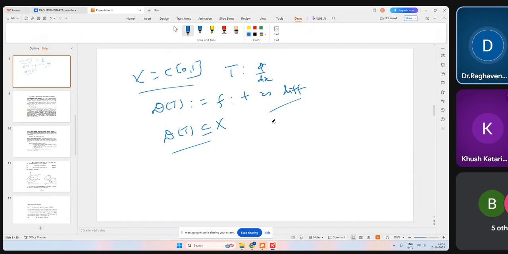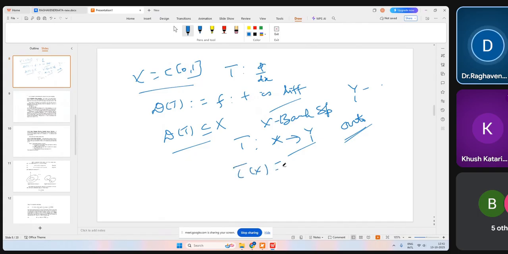X is a Banach space. Y is also a Banach space. T is a map from X to Y onto. This is important. That is T(X) equal to Y. Then T is an open map. So this onto-ness implies the openness. That's what the theorem is.